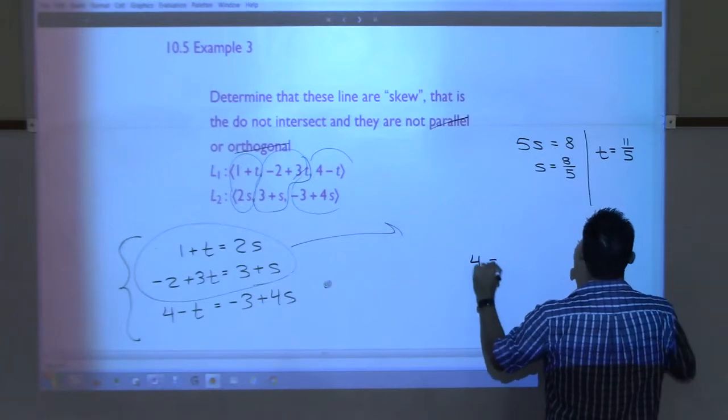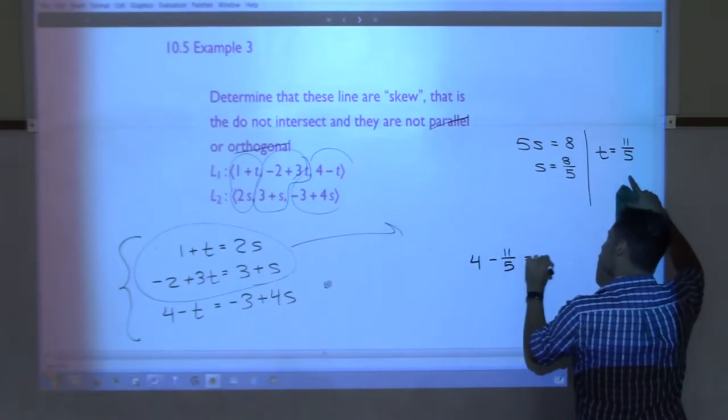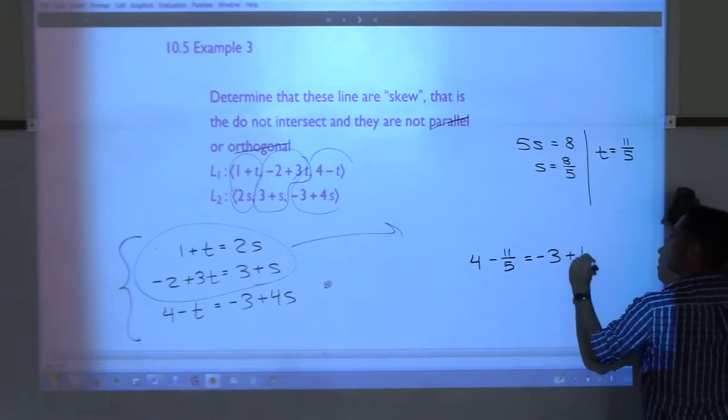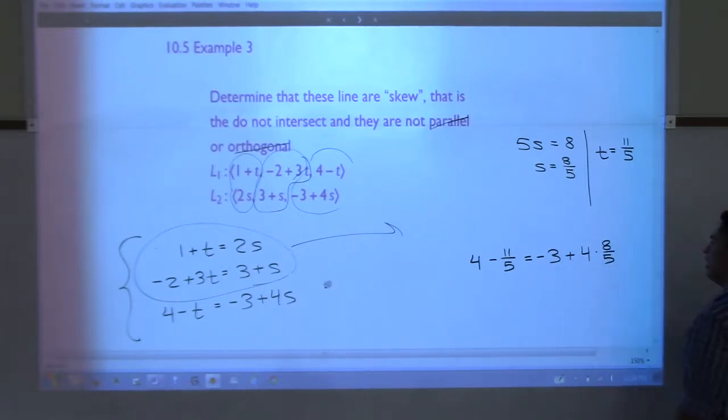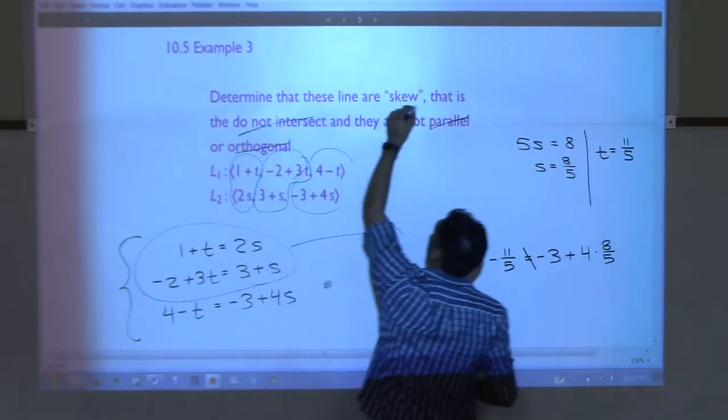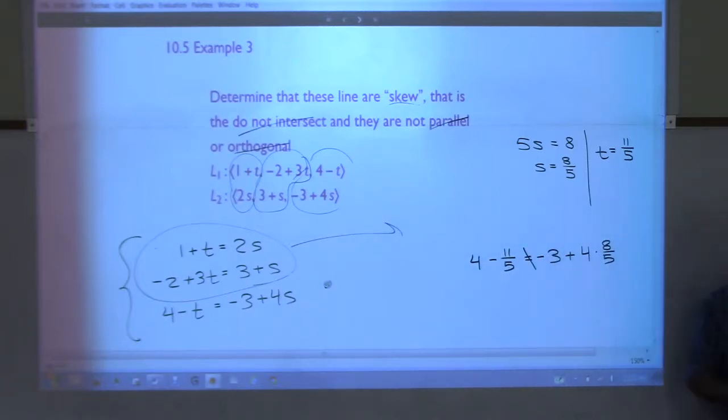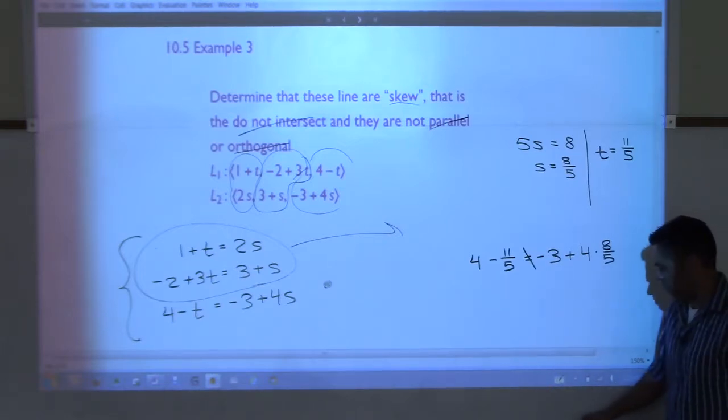4 minus t, which was 11/5, equals -3 plus 4 times 8/5. Is that a true equation or not? No. It's not true? They're not equal? So they don't hit. What if this would have been true? What if this would have checked off? They intersect then, right? But since it does not equate, they do not intersect, and that's the definition of skew. Skew means not parallel, not orthogonal, and they don't hit each other. They're skew.